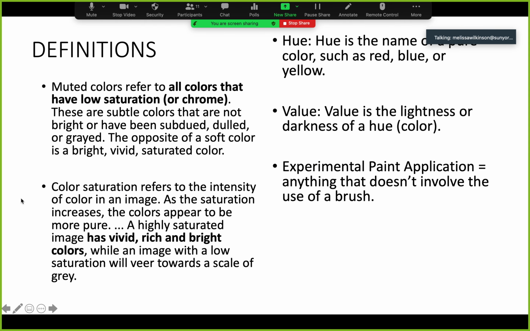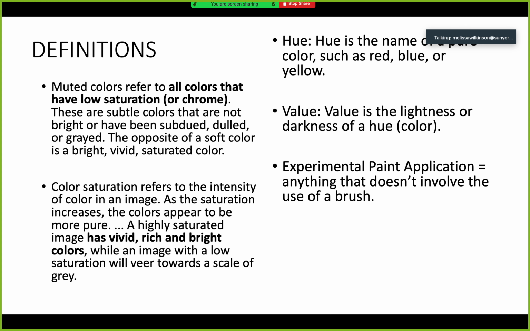Good. Excellent. Okay. So just to review, muted colors refer to all colors that have low saturation or chroma. All right? These are subtle colors that have been dulled or grayed. The opposite of a soft color is a bright, vivid, saturated color. So there's high saturation and low saturation. Got it? High chroma is saturation. Then we have color saturation referring to something like intensity. So as the saturation increases, the color seems to be more pure. So a highly saturated image has vivid, rich, and bright colors, while an image with low saturation will oftentimes veer towards a scale of gray.